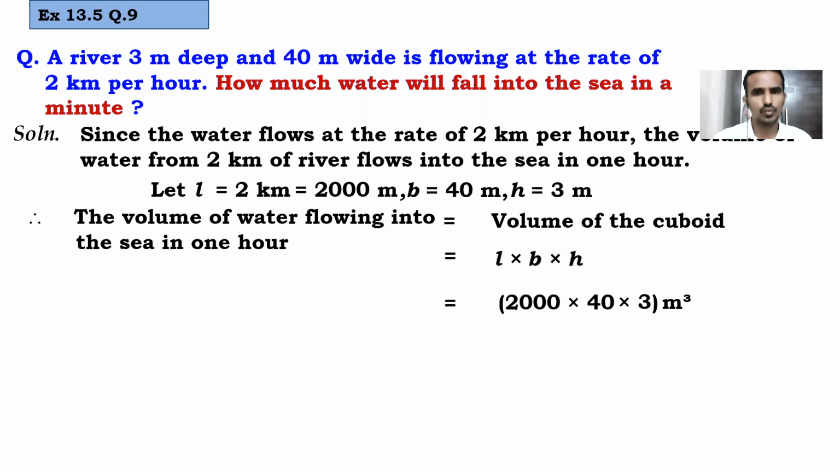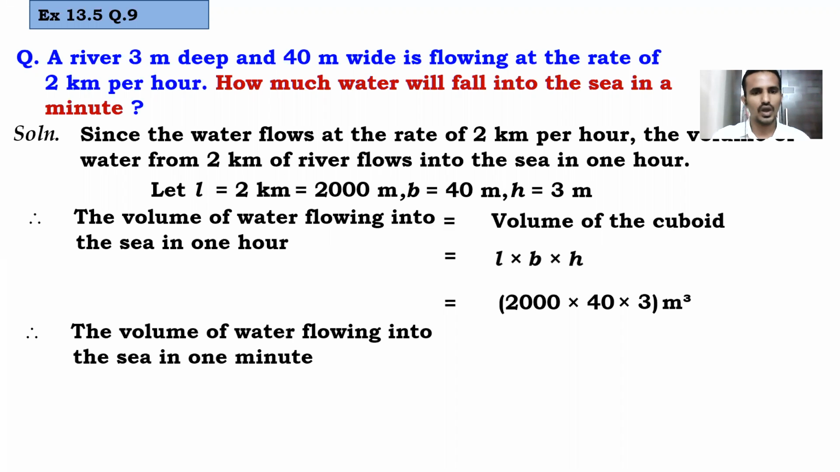But are we interested in 1 hour? The question highlights the volume of water falling into the sea in 1 minute. So we are not interested in the volume of water falling in 1 hour. We are interested in minute. Okay. So we know that 1 hour has 60 minutes. So to convert it into minutes, we have to divide this value by 60. So write down the next statement. Volume of water flowing into the sea in 1 minute.